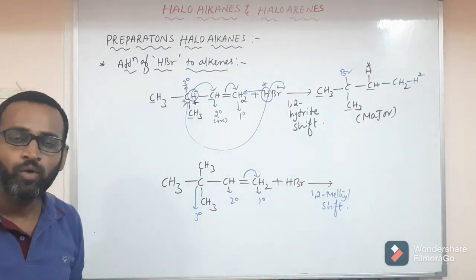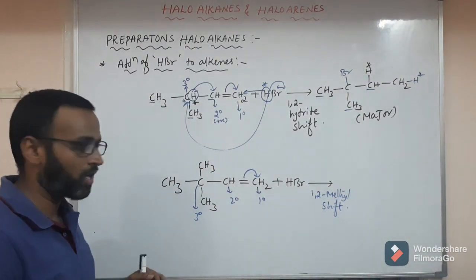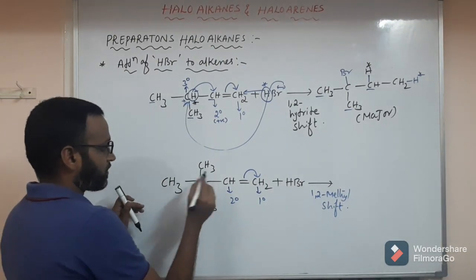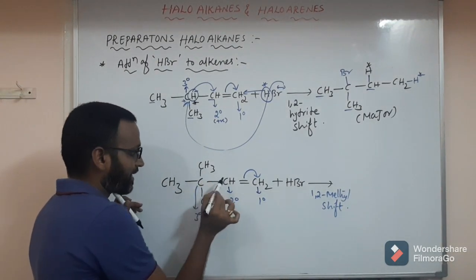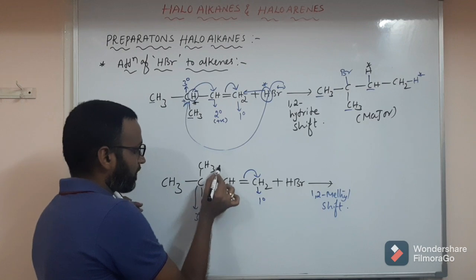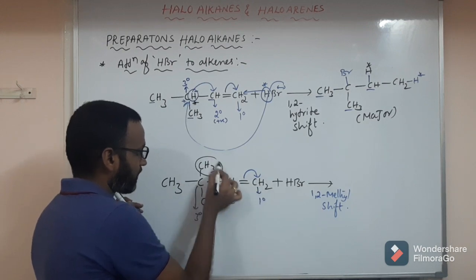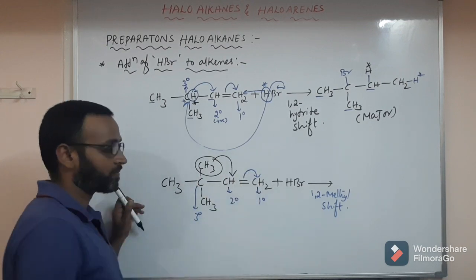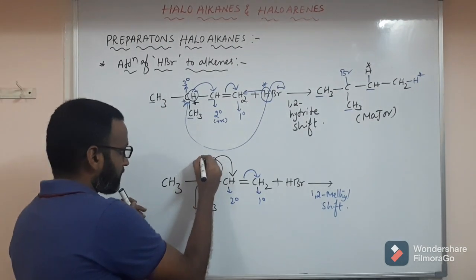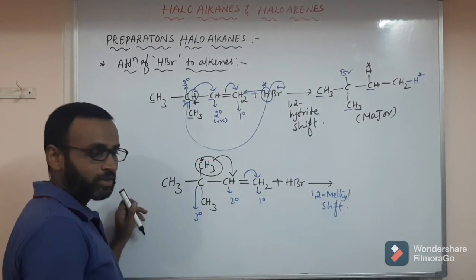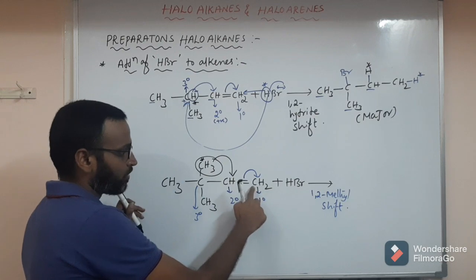What shift is that called? 1,2 methyl shift. Now what happens? Listen carefully. This particular bond is migrating. This particular methyl will come over here, so I will keep a star here. That methyl, first hydrogen, this hydrogen will come over here.